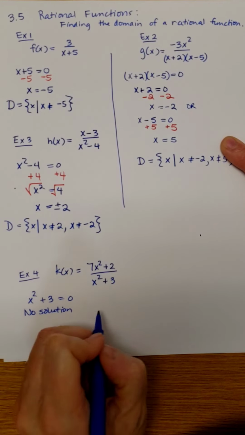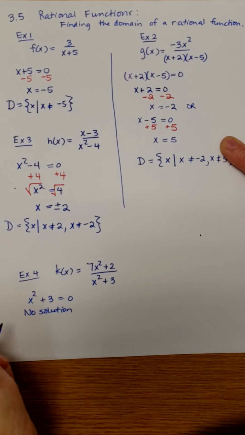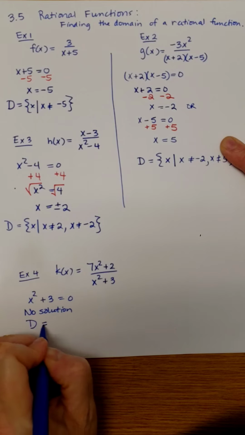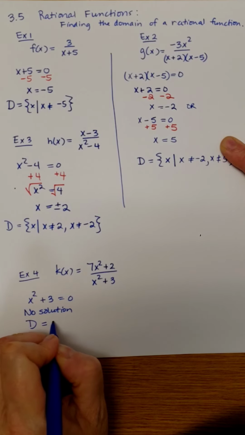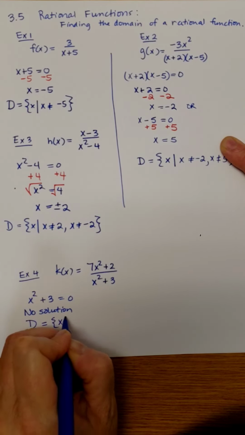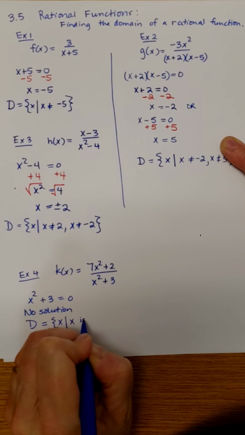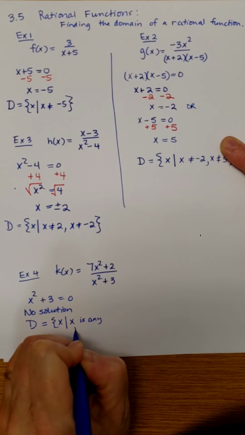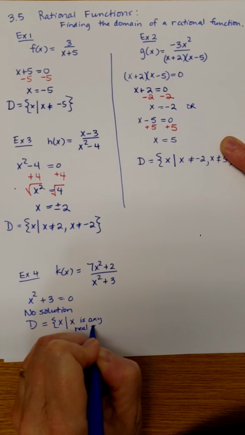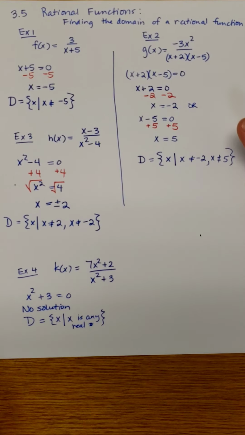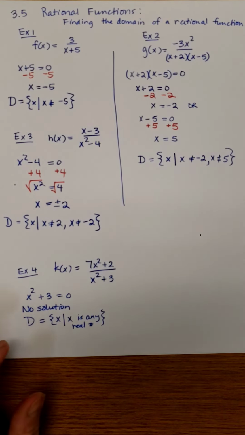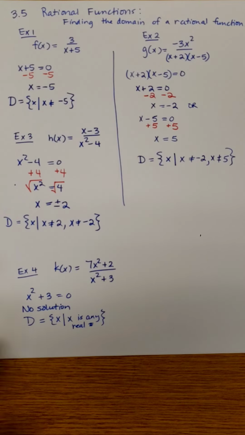And so you're never going to have a 0 denominator. So your domain is the set of all x such that x is any real number. And by the way, these domains that I've listed here, they're all in set builder notation. I could put it in interval notation if I wanted to.